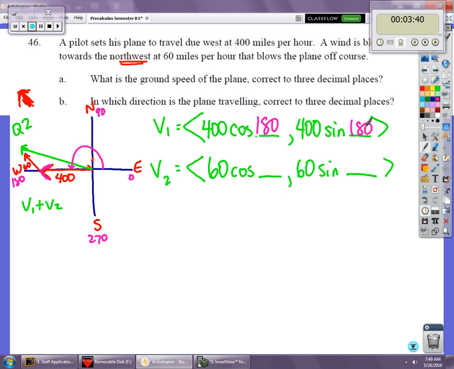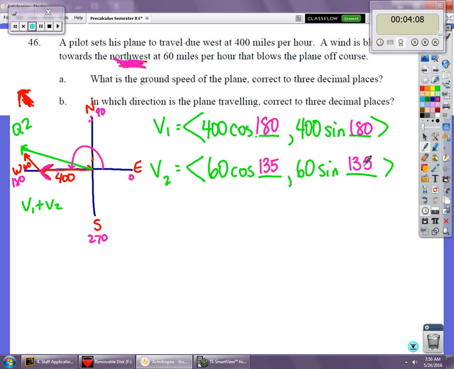To find the angle for vector 2, we have to think about what it says. It says northwest. It doesn't say any specific angle, so we are going to take it at its word and assume that it is going exactly in the middle of north and west. So the number right between 90 and 180, which would be 135.